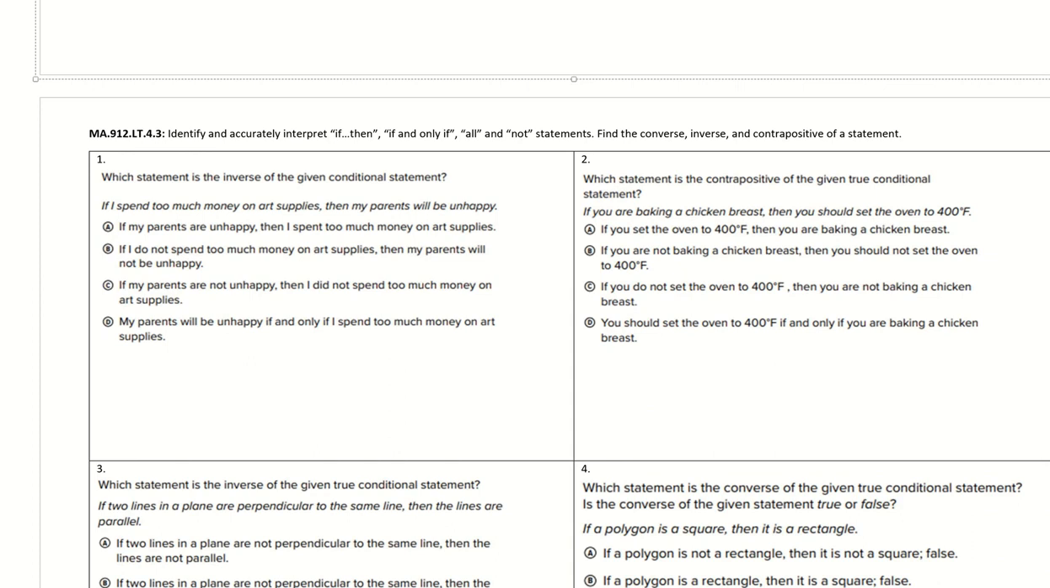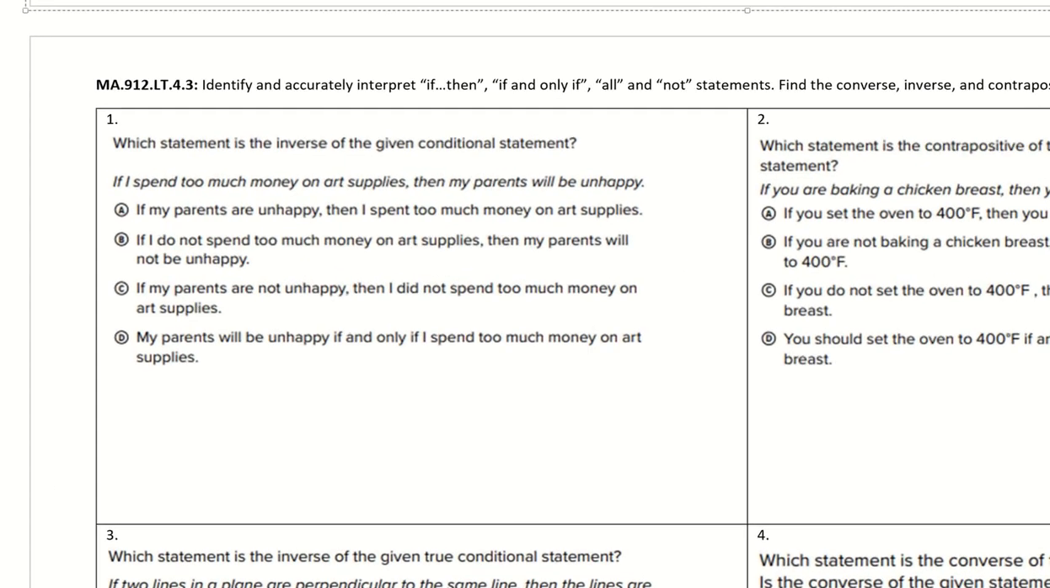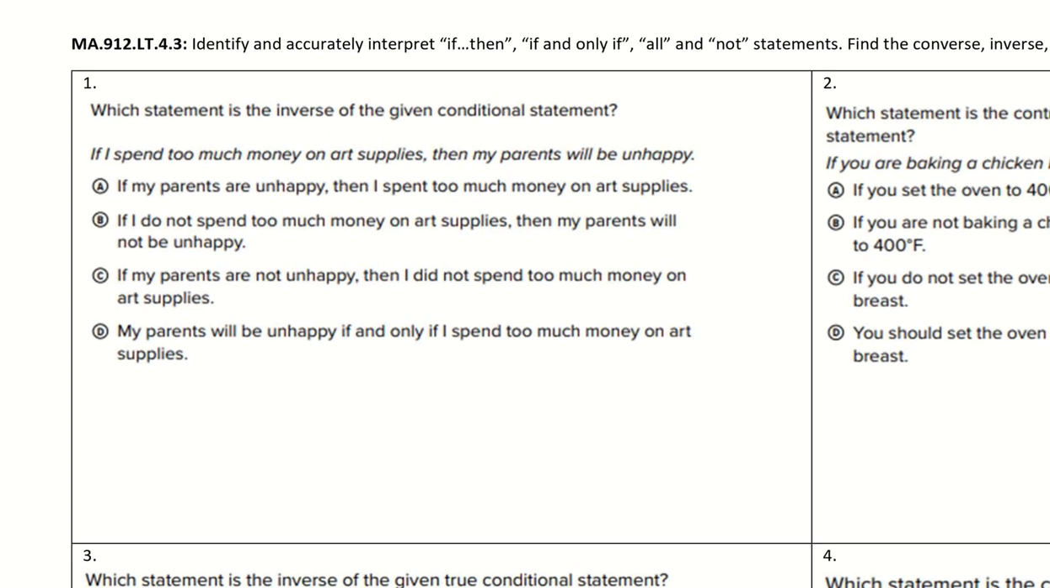Identify and accurately interpret if-then, if and only if, and all and not statements. Find the converse, inverse, and contrapositive. This is what we did in the beginning of the year. You may recall the logical stuff. So, okay, it says which statement is the inverse of the given conditional statement. So let's review all of those real quick.